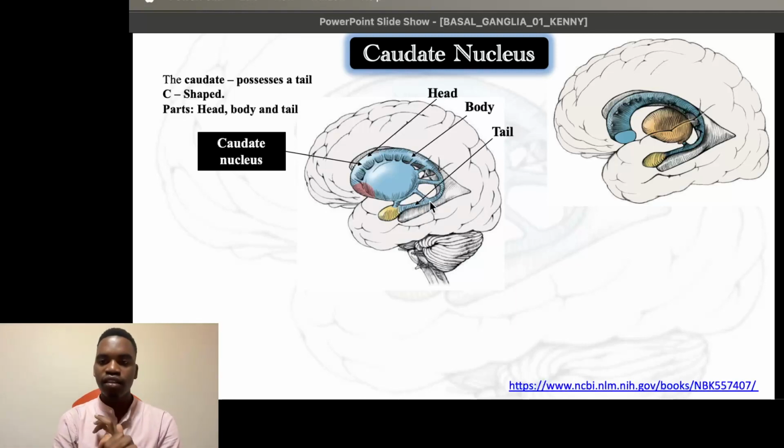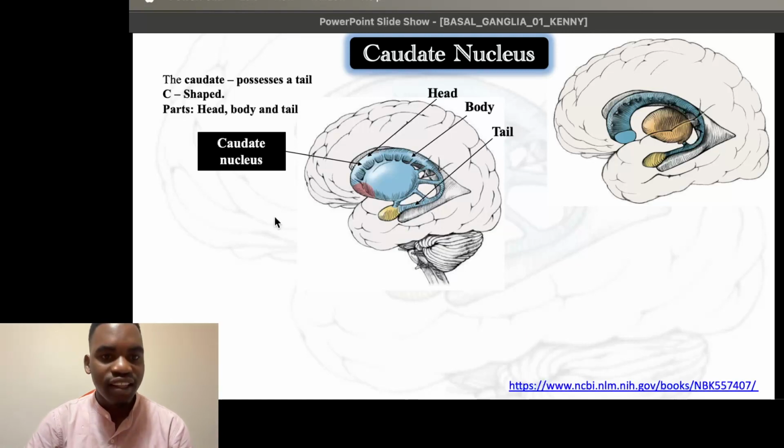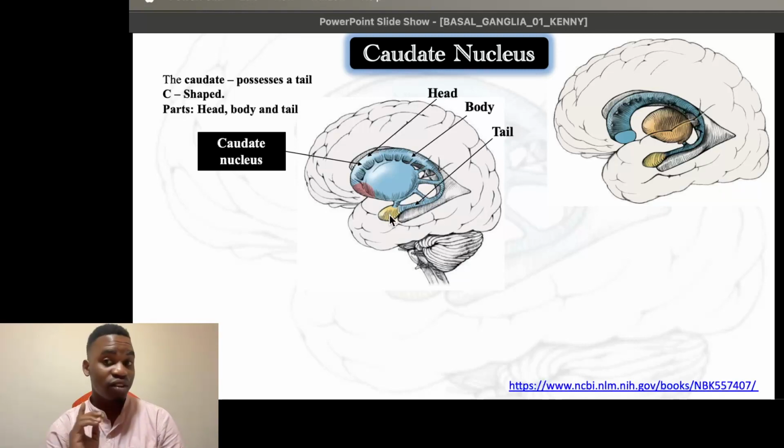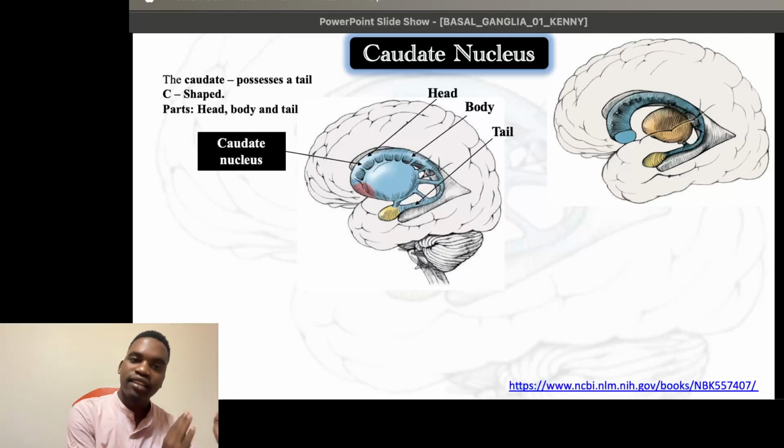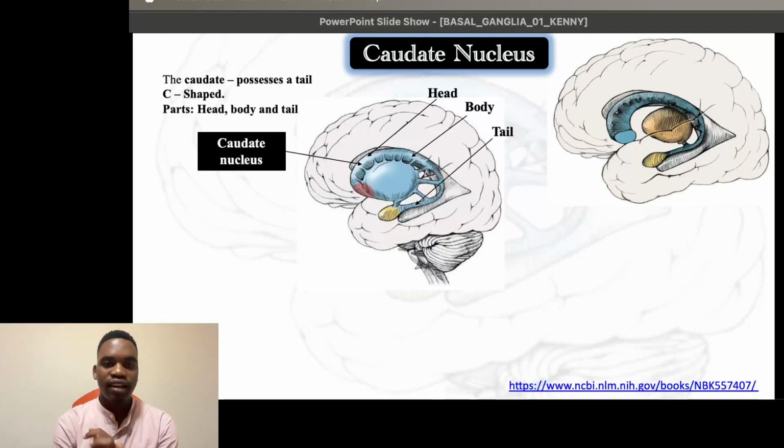Please note that this yellowish structure here is the amygdala. It is not part of the caudate nucleus. The amygdala, even though it's connected to the caudate nucleus, forms part of the limbic system, and it will be discussed in a separate video.